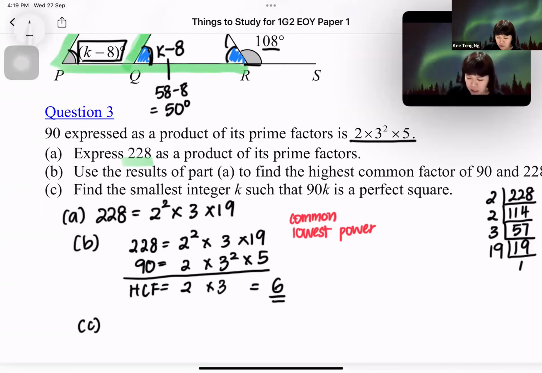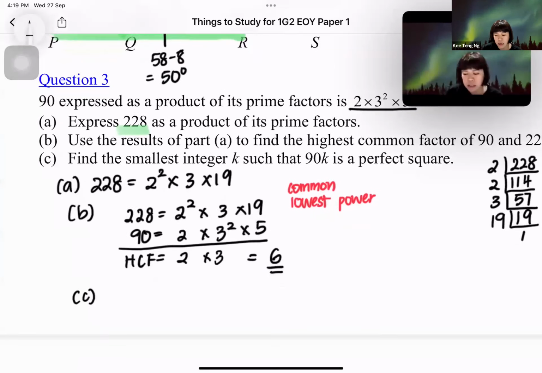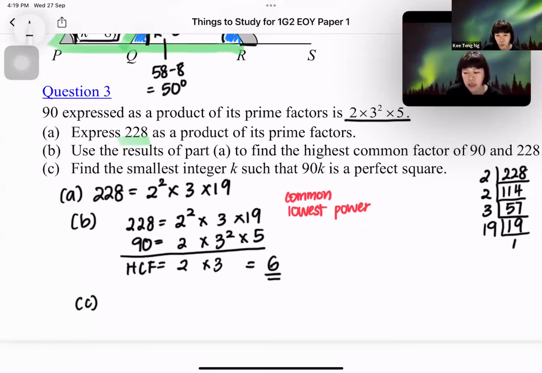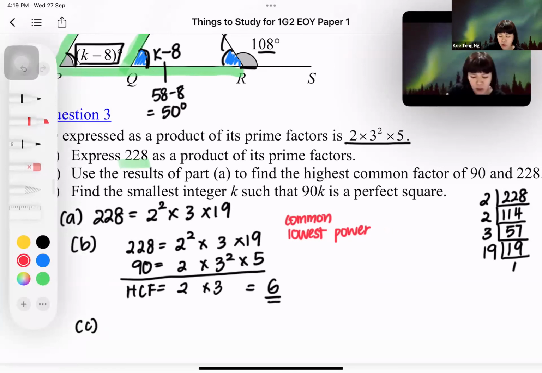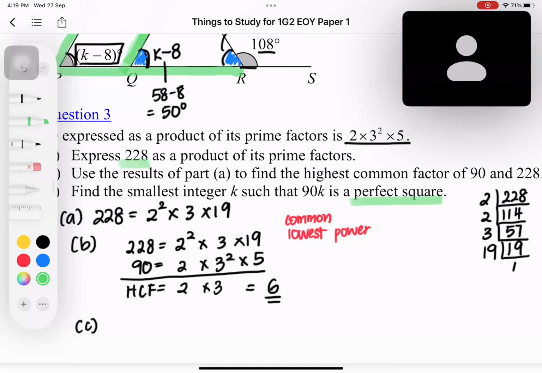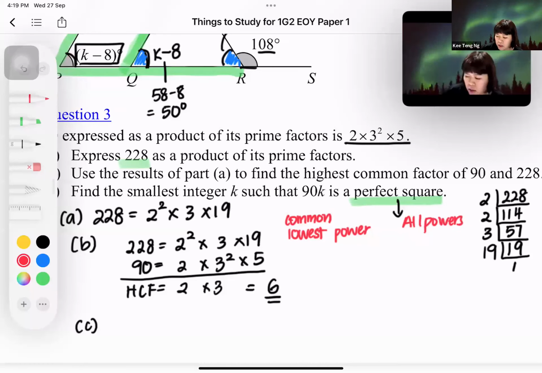Part C. Find the smallest integer k such that this one is a perfect square. Perfect square means, anyone remember what a perfect square is? Perfect square, root. Powers must be even, multiples of 2. That means the power must come in 2, 4, 6, 8, something like that, right?